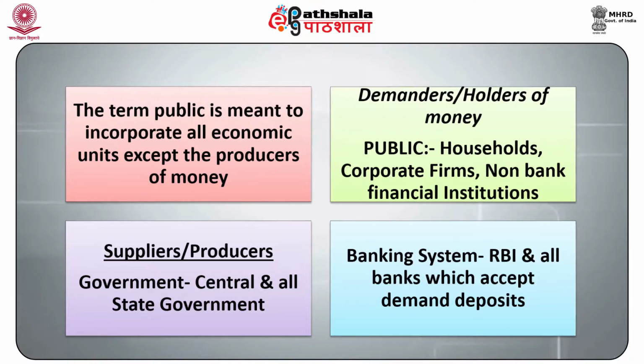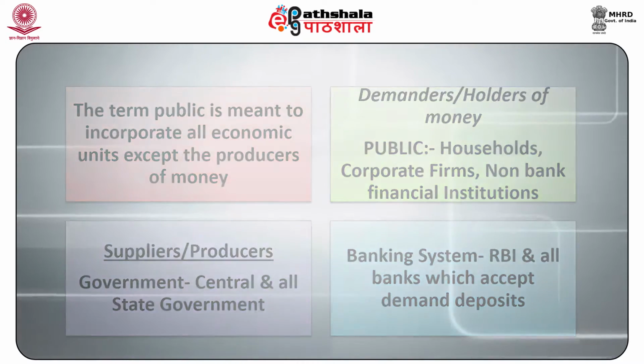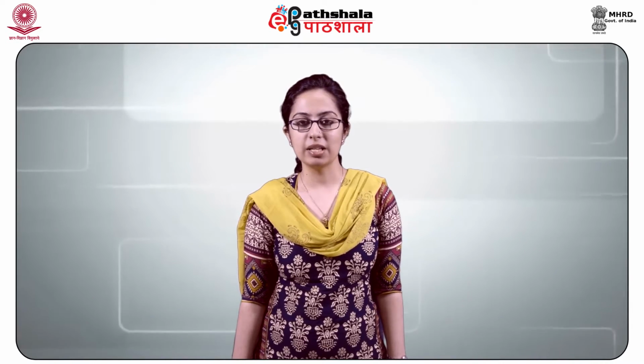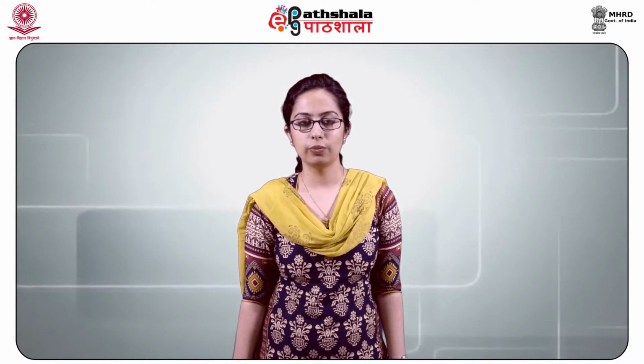Demanders, holders of money, public: households, corporate firms, non-bank financial institutions. Suppliers, producers: government, central and all state governments. Banking system: RBI and all banks which accept demand deposits. Various measures of money supply are given as follows.